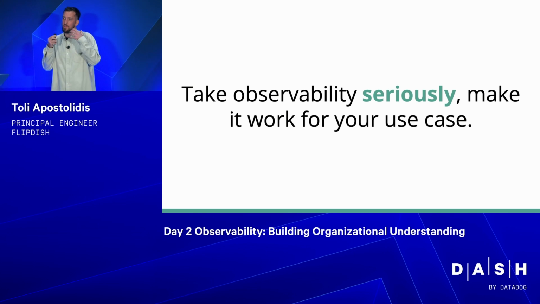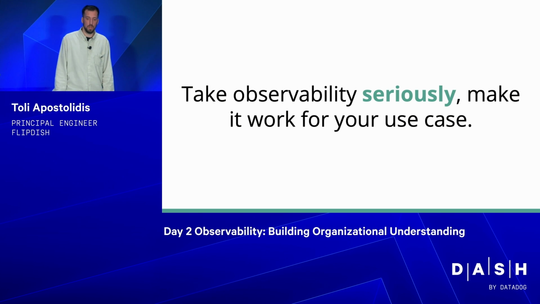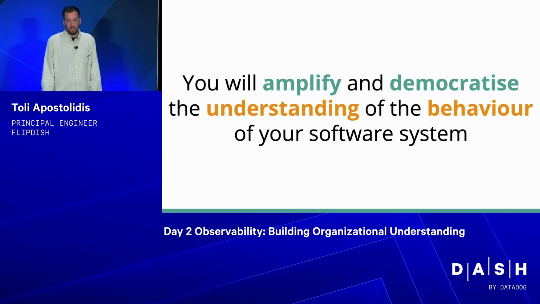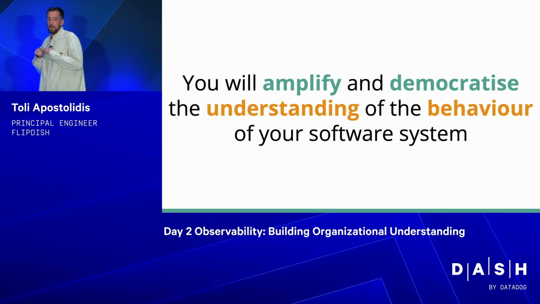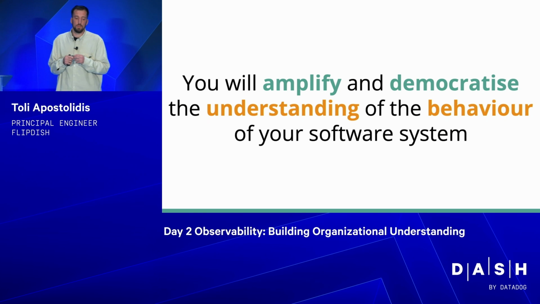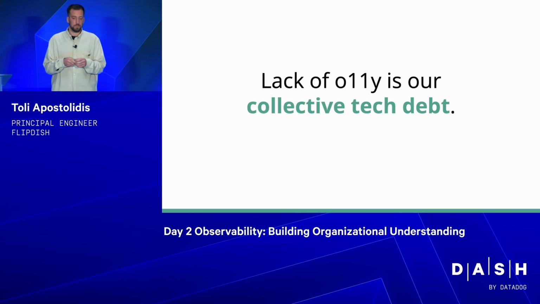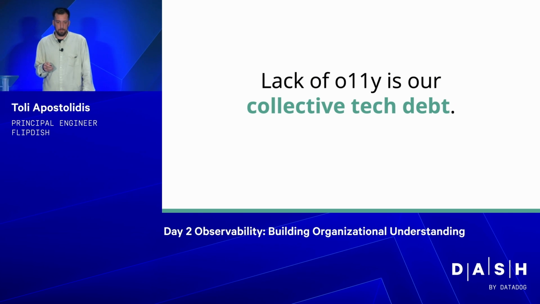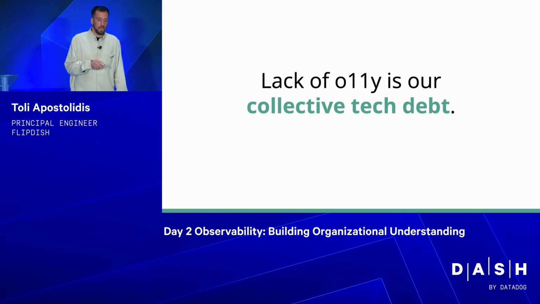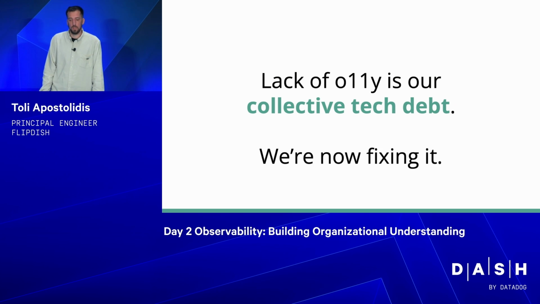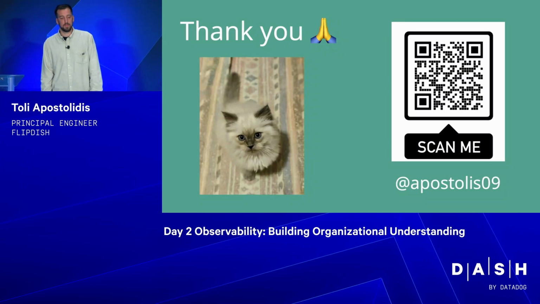I know I've just given you three prescriptive ways of doing it, but this is just a tip. Because if you do, you will amplify and democratize the understanding of the behavior of your software system. And in a way, the way I see it now is that the lack of observability is our collective tech debt, like testing was a long time ago, and we're now improving it. And that's it. Thank you very much.